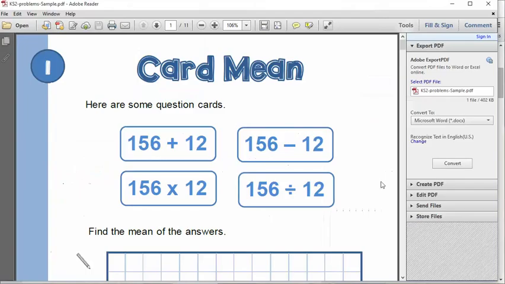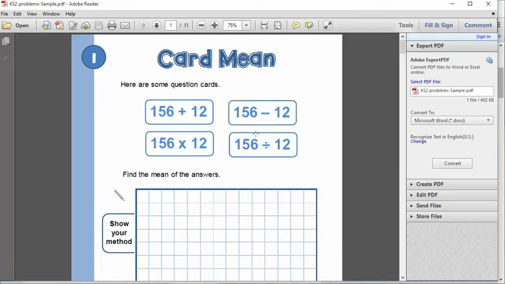So it's a single PDF. And it's got 10 questions, and I just want to take a look at a few and think how we might use it. So here's a nice one to start. Card mean. Here are some question cards. Find the mean of the answers.